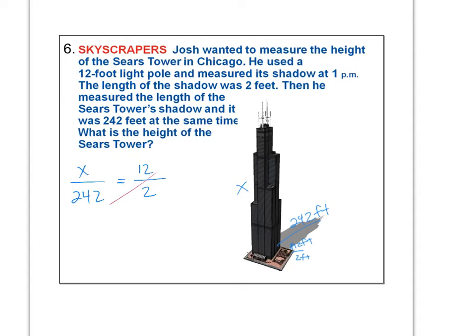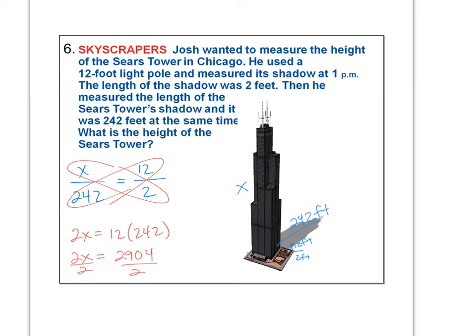So now I'm going to cross multiply. We're going to have to do 2 times x, which is 2x, and 12 times 242. So 2x equals 2904, and then divide by 2, and we wind up with x equals 1452. So that would be labeled feet. In other words, the height of the Sears Tower, according to this proportion, would be 1,452 feet.